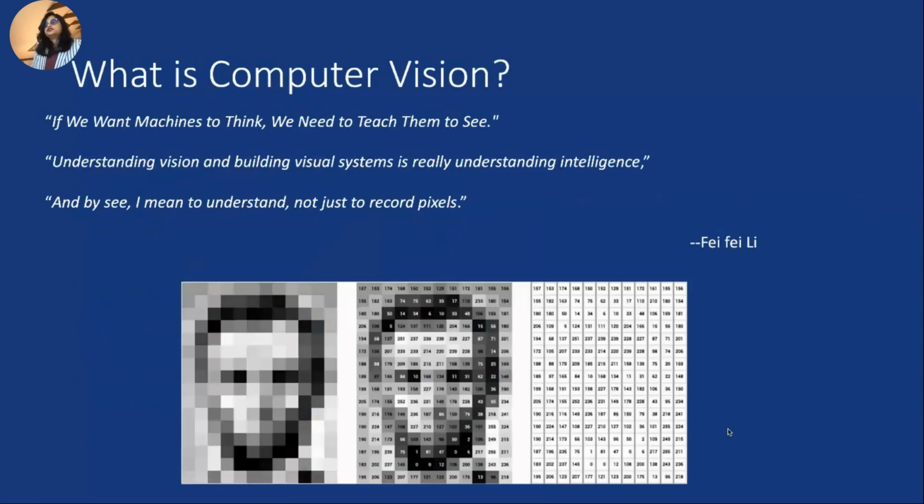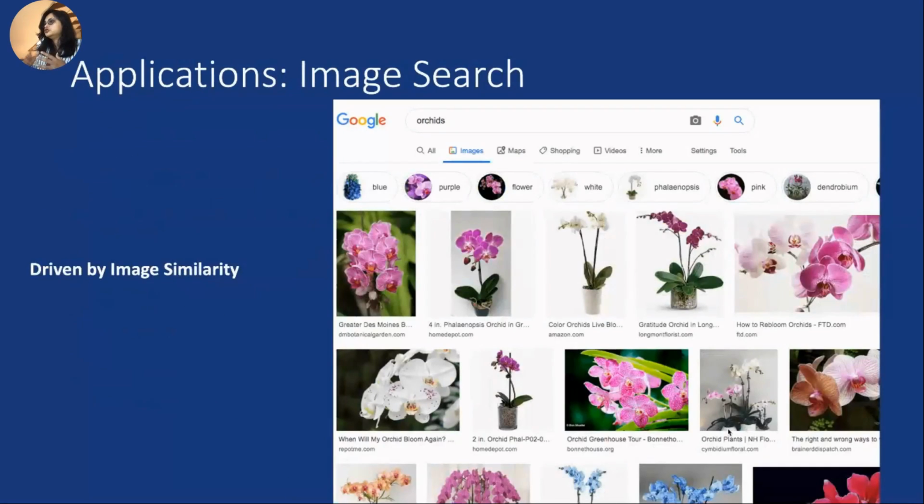So what is computer vision? If we want machines to think, we need to teach them to see. And by see, we don't just mean see numbers, but we need to understand what the pixels mean. Here you see an example with a bunch of pixels with some values. We don't just want our computers to understand what these values are, 239, 214, but also to conclude that this is the photo of Abraham Lincoln. That's the general goal. Let me go through some examples where computer vision is used in our daily life.